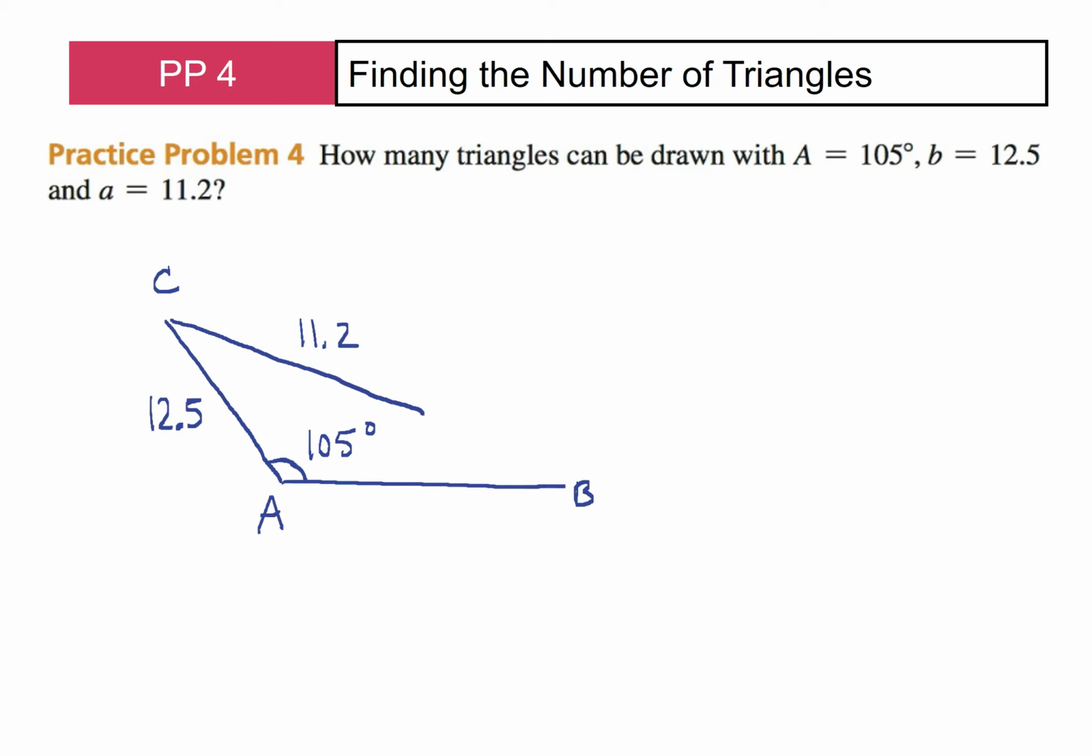And this one I did draw to scale, because the comparison really is between A and B. A is 11.2. It is not big enough to reach to this other side. So in this case, it's really the obtuse case 1, where A is less than or equal to B, therefore there is no triangle formed. Impossible.